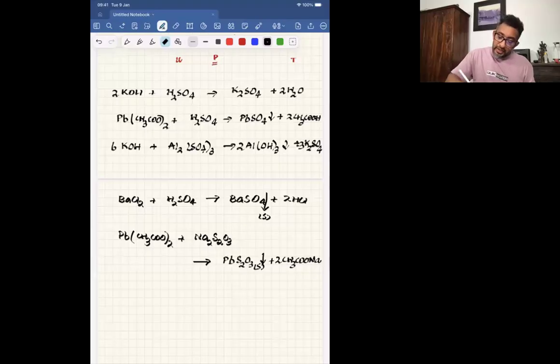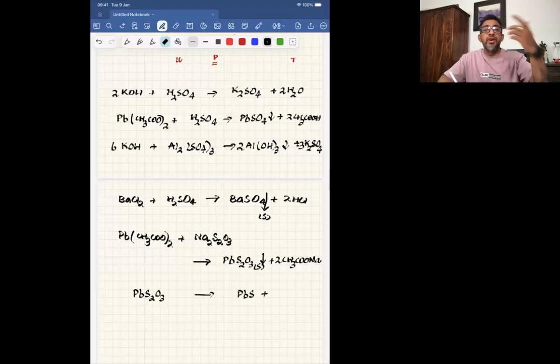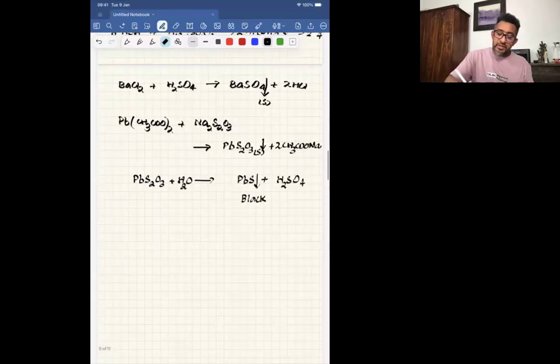So it turns black on heating. PbS2O3, when you heat it, gives you lead sulfide, black precipitate, and sulfur dioxide. Sulfur dioxide reacts with water and gives you sulfuric acid. Black precipitate. This is the white precipitate.